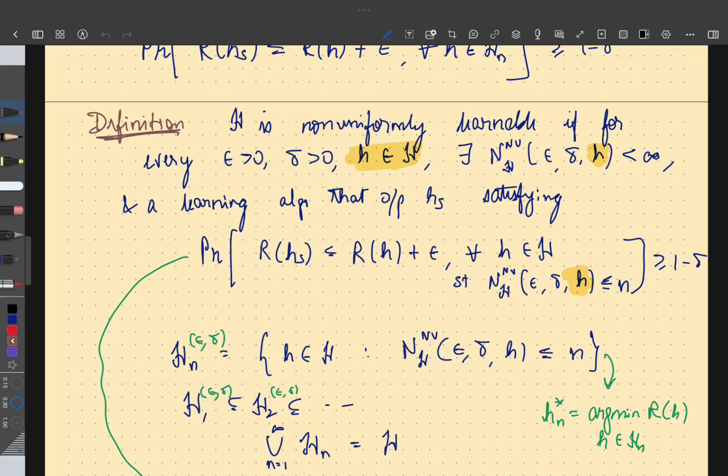Okay, so let's do a quick recap before we proceed. In the last couple of classes, we investigated this new notion of learnability called non-uniform learnability. We are in the setting where agnostic PAC learning is not possible. Again, we're primarily looking at binary classification with 0-1 loss.